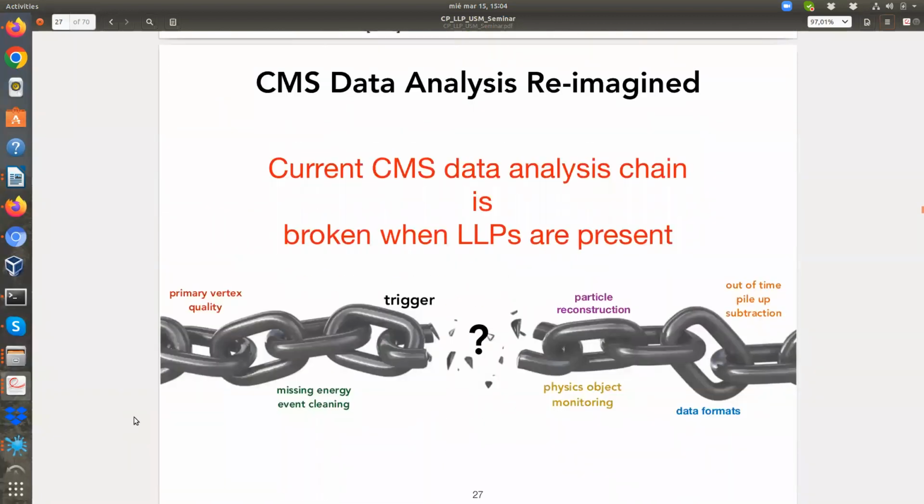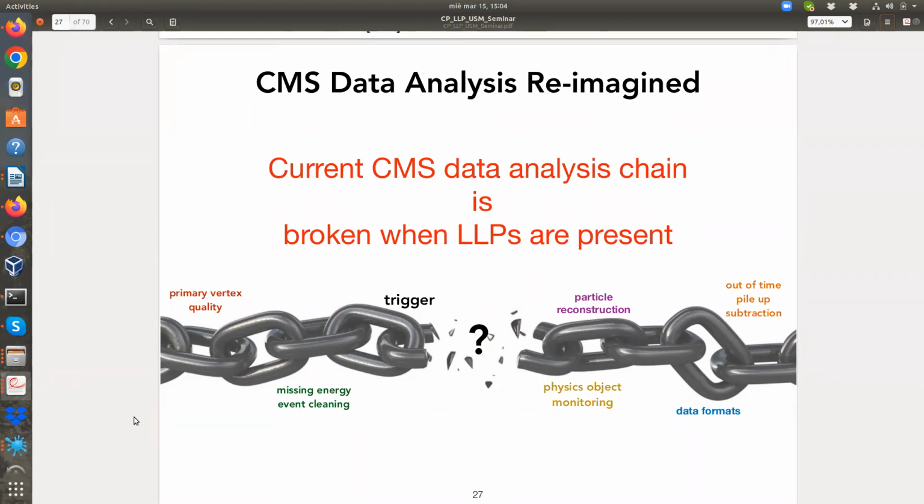Okay, yeah, and this was the part that I alluded to before when I was saying that it's good that we have missing energy. So this is what we call the analysis change. You have to have primary vertex reconstruction, missing energy reconstruction, then you have to have a trigger.